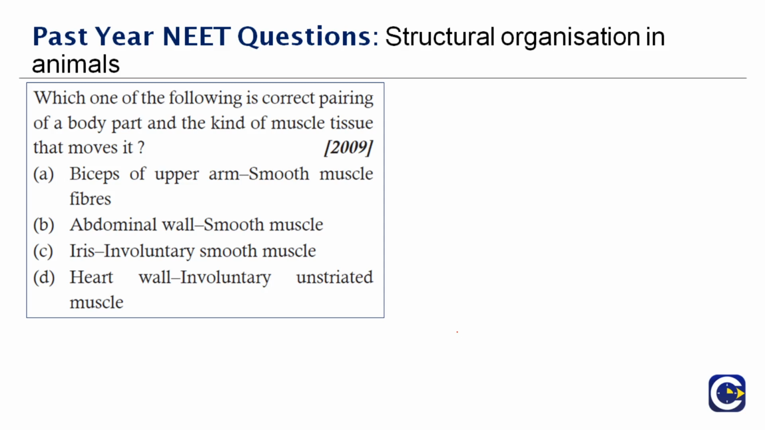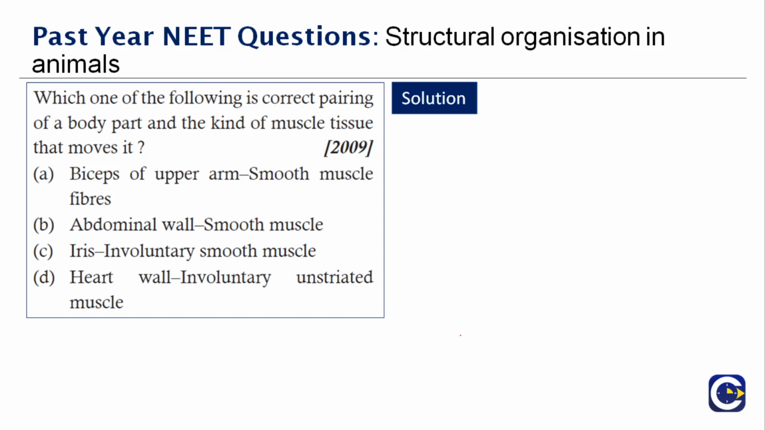Which one of the following is the correct pairing of a body part and the kind of muscle tissue that moves it? So you have 4 options here: biceps, abdominal wall, iris, heart wall, which is involuntary unstriated muscle. So what do you think will be the answer here? Okay, so here the correct answer is option B.